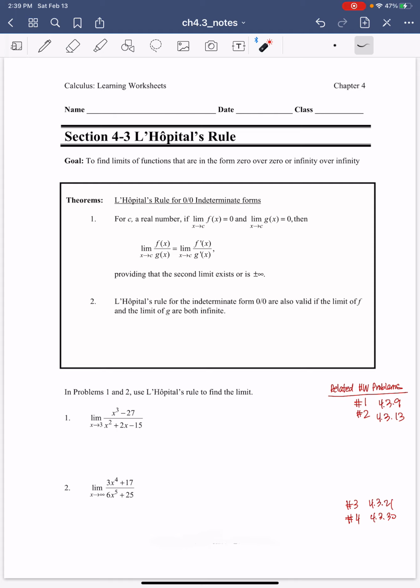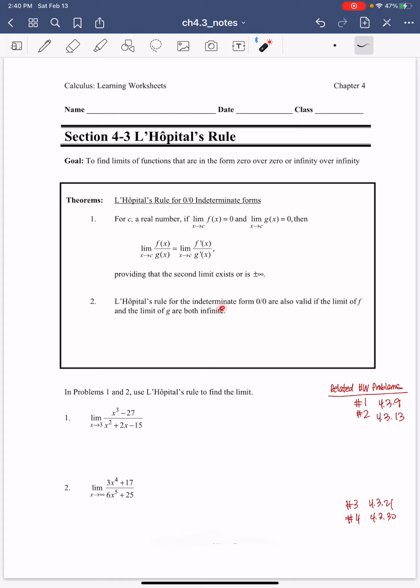L'Hopital's rule for 0 over 0 indeterminate form. First, this condition has to be met. You plug in the value c for the limit as x approaches c. f of c is 0, which means the numerator is 0, and also the denominator is 0. So you first check if you get 0 over 0 when you plug in the value c. If that happens, and this is L'Hopital's rule, you can take the derivative of function f, take the derivative of function g, and then apply the limit value c, and that will be your limit value.